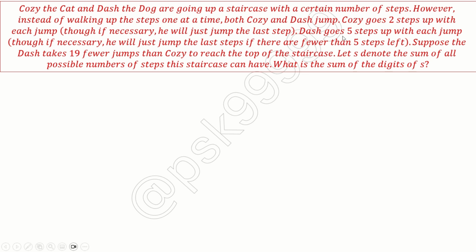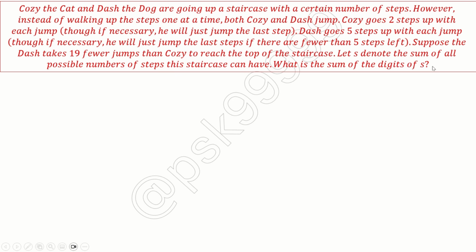Now Dash also jumps, going up 5 steps at a time, and the last step can be anything less than 5. Suppose Dash takes 19 fewer jumps than Cozy, that is the cat, to reach the top of the staircase. Let S denote the sum of all possible numbers of steps that the staircase can have. What is the sum of digits of S?